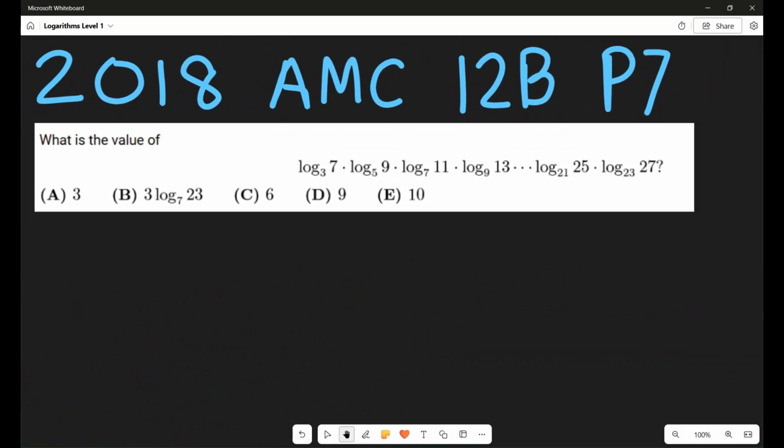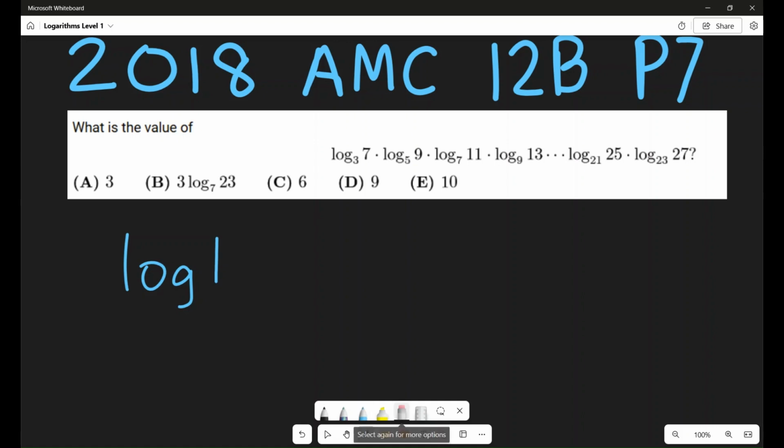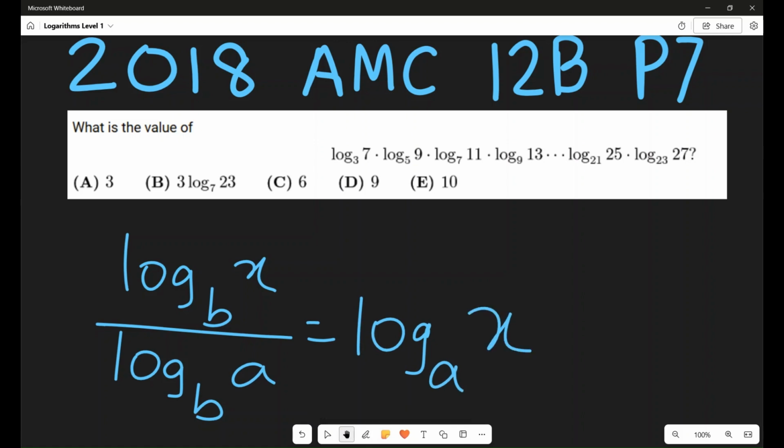This is the 2018 AMC 12B problem 7, and again, we have to evaluate this funky looking expression, and that's pretty complicated. So just as a small hint to get us started, let's think about that last property that we discussed in the beginning, right? So we said log base b of x over log base b of a is equal to log base a of x, right?